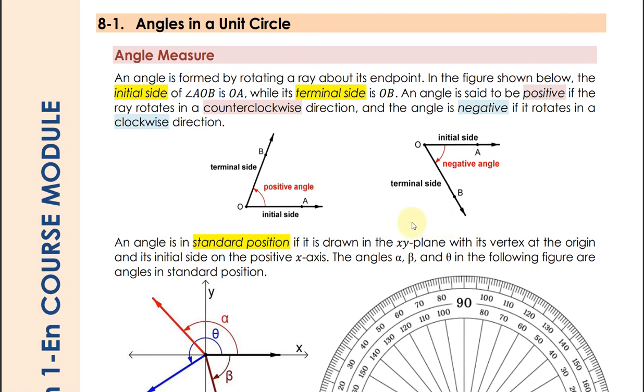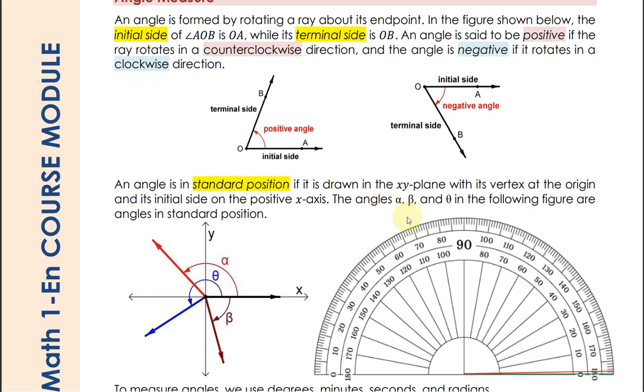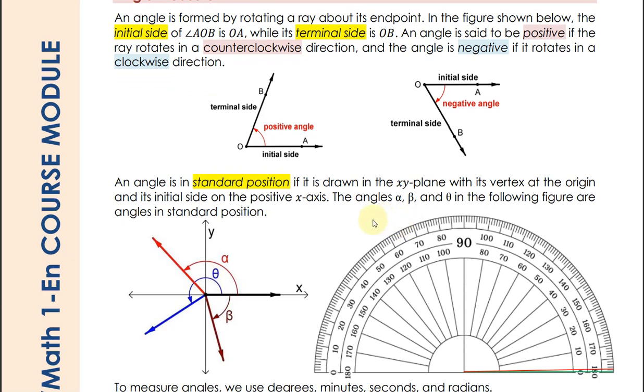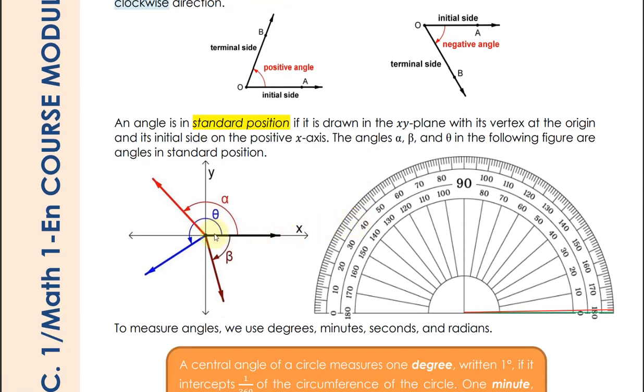An angle is in standard position if it is drawn in the xy plane with its vertex at the origin and its initial side on the positive x-axis. So again, it is in the standard position if its vertex is located at the origin, or the 0, 0 coordinate, and its initial side lies on the positive x-axis, like this black arrow.